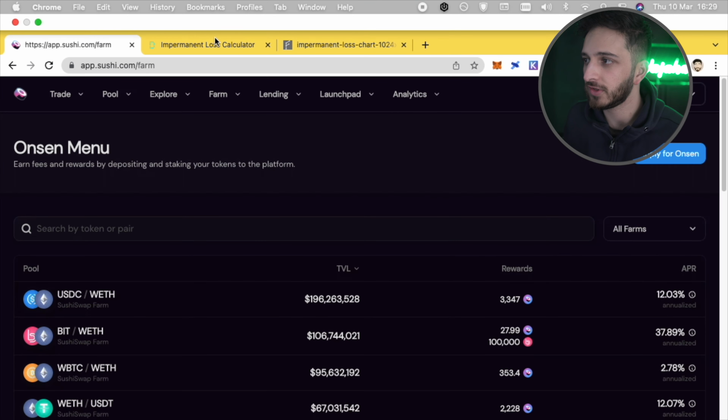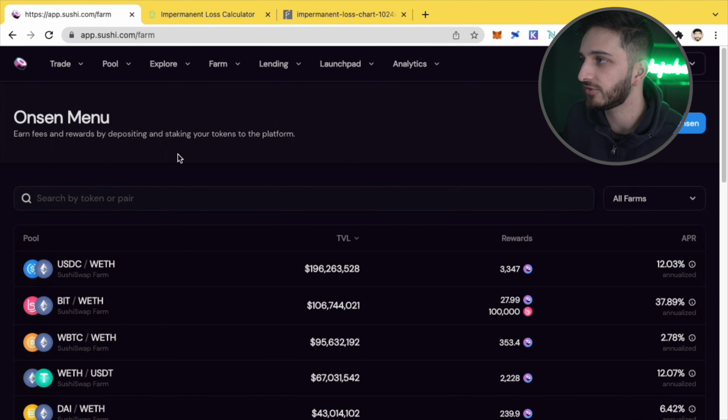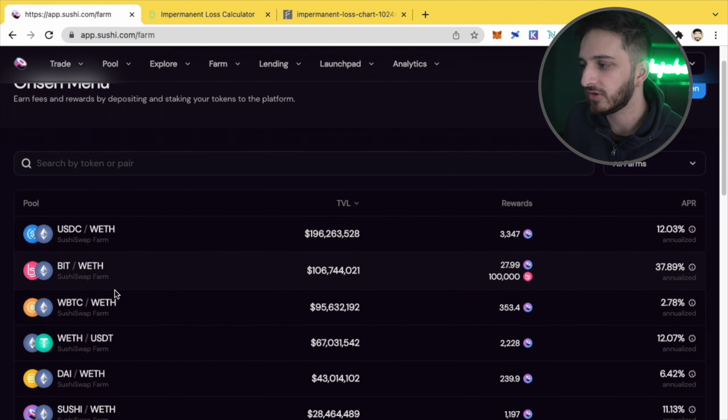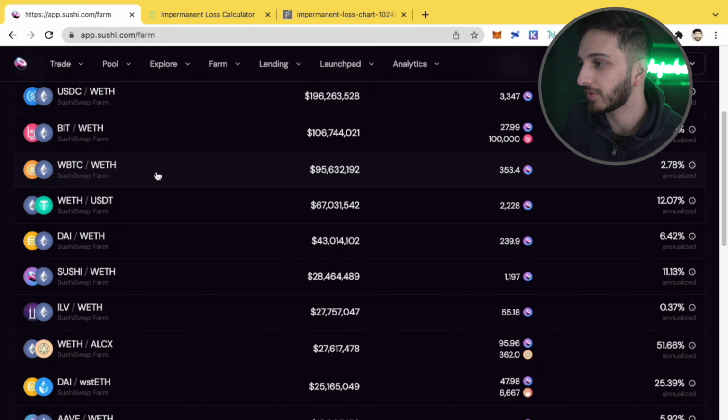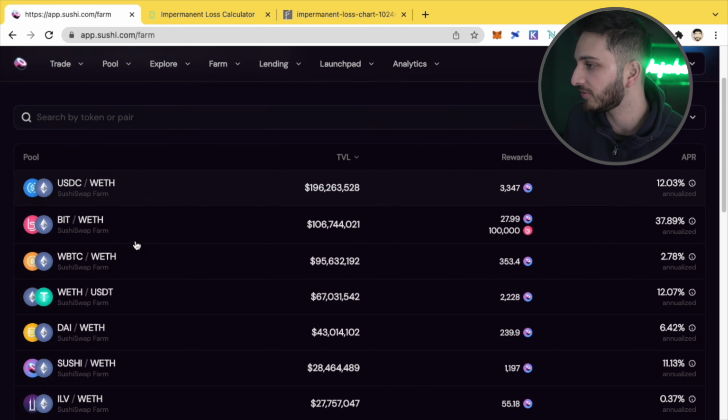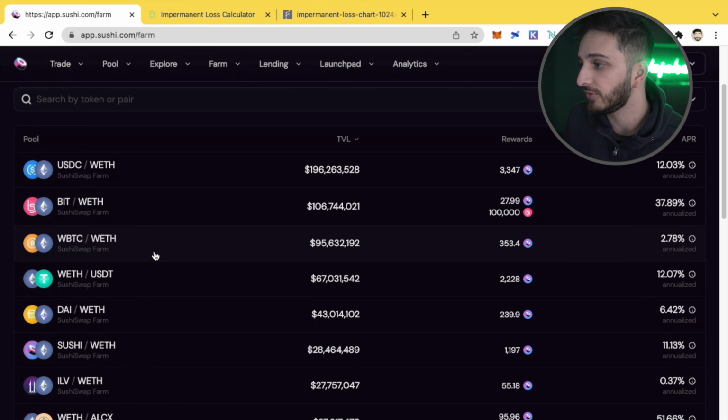Now, the first thing to understand is that impermanent loss isn't actually a loss of money or a loss of funds. Rather, it's a reflection of the net profit or loss from a particular pool. Now, I think the best way to appreciate this is to look at some pools yourself. So, what I wanted to show you is, I've just gone onto SushiSwap over here, and these are your typical liquidity pools that you can provide your two assets for.